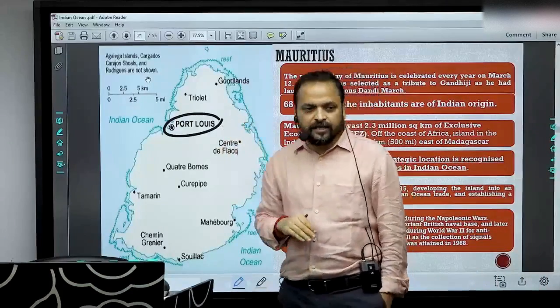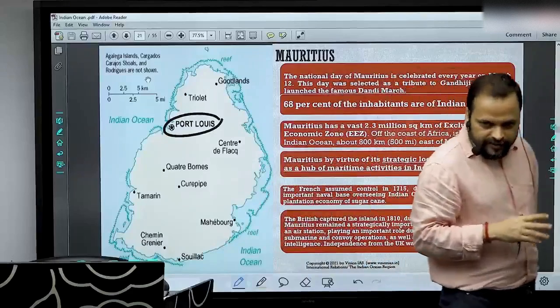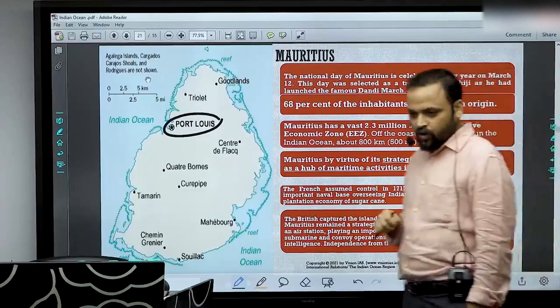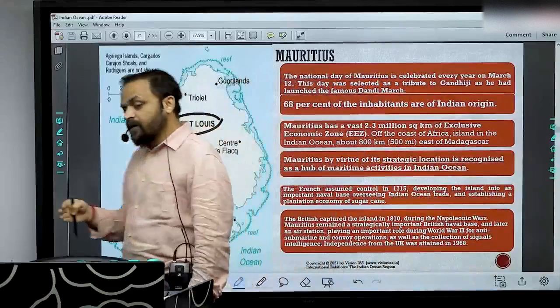So these kinds of countries become important for certain reasons. A, their strategic location, close to sea lanes of communication, close to trade routes, all right? And then these countries have large, vast, exclusive economic zones. Now some of these countries may have some other features also.